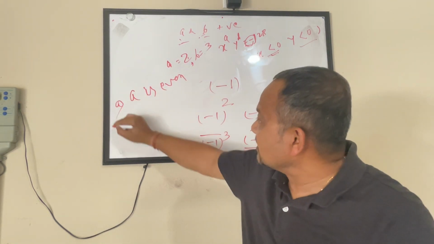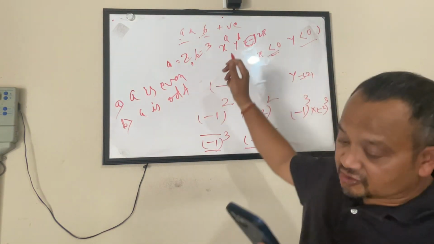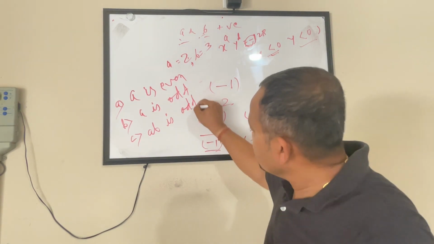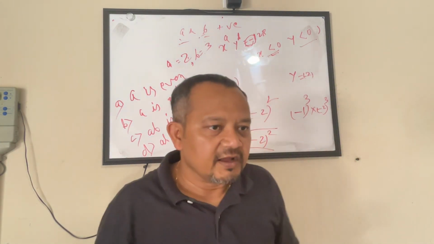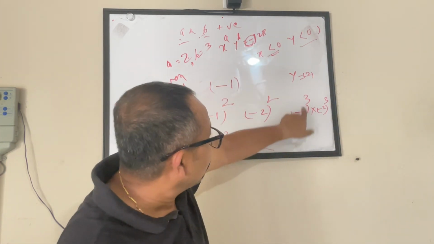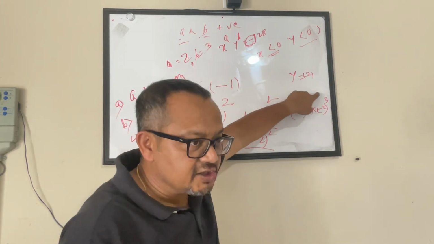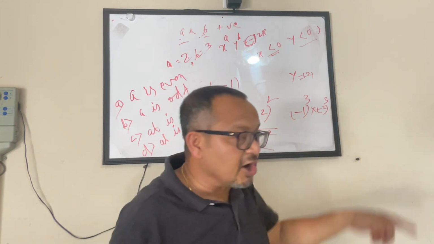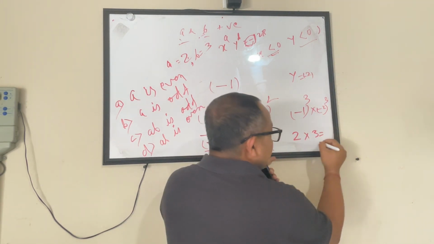A is even. This is my first answer. The second answer says A is odd. C says AB is odd. B says AB is even. Okay? Now what we are trying to see here is, for us to get a negative answer, since both my numbers are negative, one of the exponents has to be even and one has to be odd. That is how I will get an overall negative value here. If one of the exponents is even and the other one is odd, when I multiply an even number with an odd number, what do I get? We get an even number.